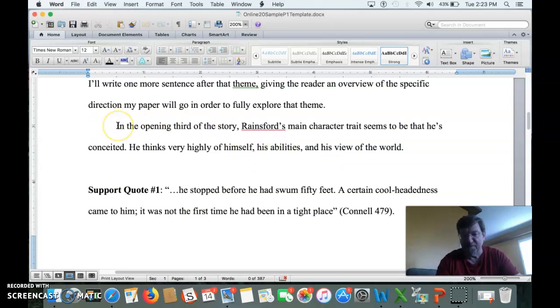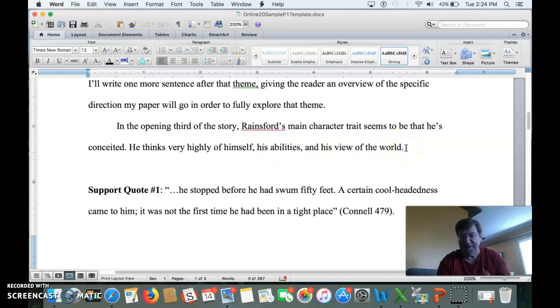You've seen this before in a previous page on our class site. In the opening third of the story, Rainsford's main character trait seems to be that he's conceited. That's the point I'm going to make. That's all I'm going to do in this paragraph, show that I think he's kind of conceited. I will spend a sentence explaining what I mean by that, because one word often isn't enough to fully get the point across. He thinks very highly of himself, his abilities, and his view of the world.